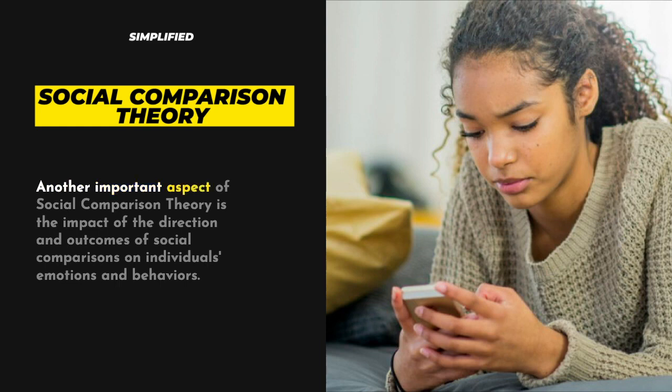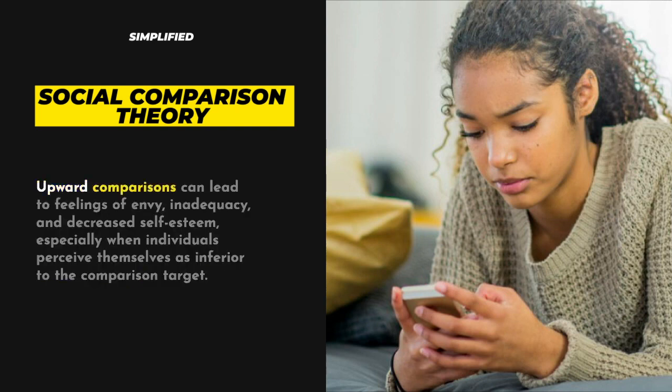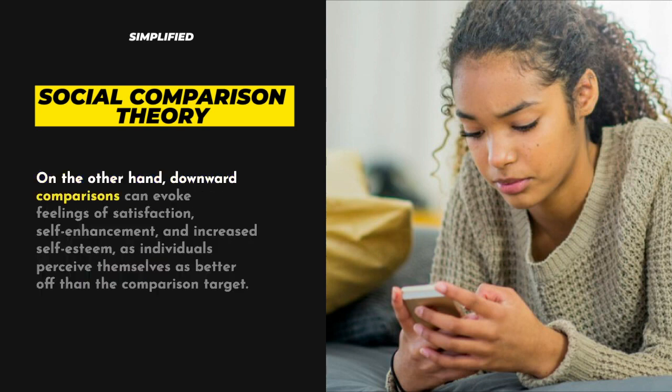Another important aspect of social comparison theory is the impact of the direction and outcomes of social comparisons on individuals' emotions and behaviors. Upward comparisons can lead to feelings of envy, inadequacy, and decreased self-esteem, especially when individuals perceive themselves as inferior to the comparison target. On the other hand, downward comparisons can evoke feelings of satisfaction, self-enhancement, and increased self-esteem as individuals perceive themselves as better off than the comparison target.